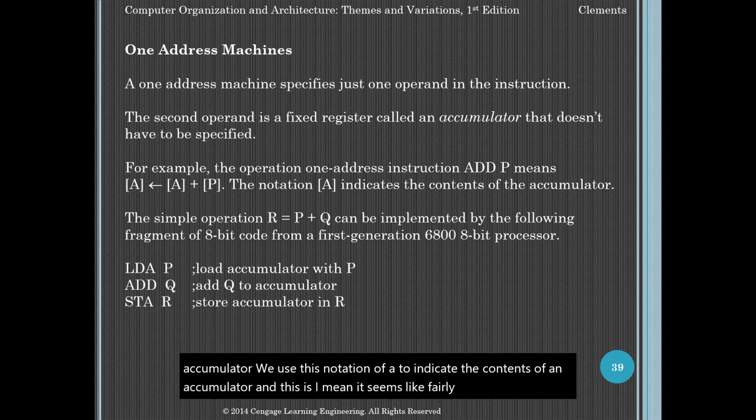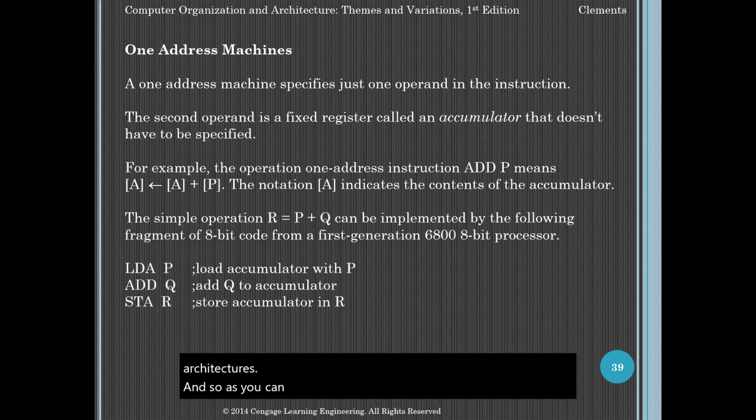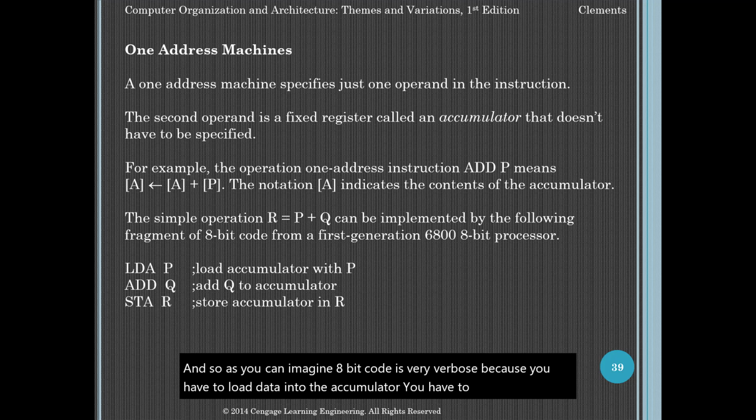And it seems like fairly simple, right? And so we can see here this fragment of 8-bit code. This would have been from a first generation 8600 8-bit processor. Your instruction set would have looked like this. And 8-bit machines have 1 address architectures. And so as you can imagine, 8-bit code is very verbose because you have to load data into the accumulator, you have to process it, and then store it to avoid it being overwritten by the next data processing instruction.